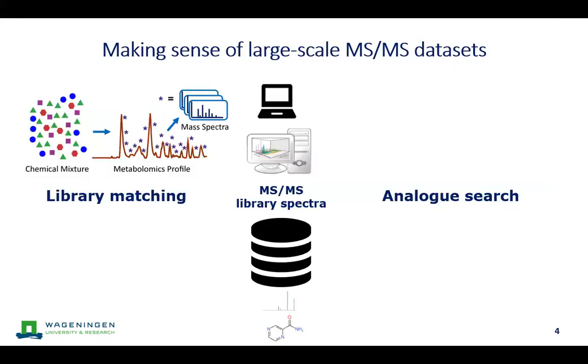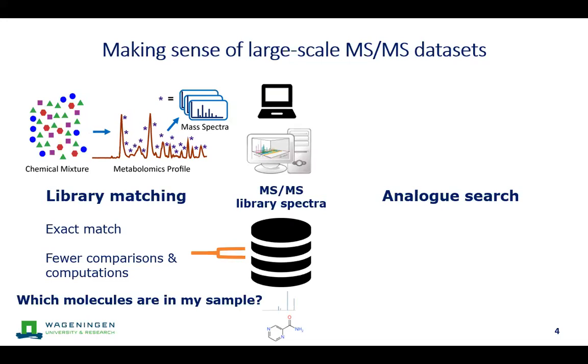And just to be sure that we understand what we mean with identifying and annotation. The way I see it, we have seen already examples of library matching, and there we use a database, for example GNPS, to do an exact match. That means that we have a few comparisons to make because we can reduce the search space based on your parent mass. And the question is then, which molecules are in my sample?